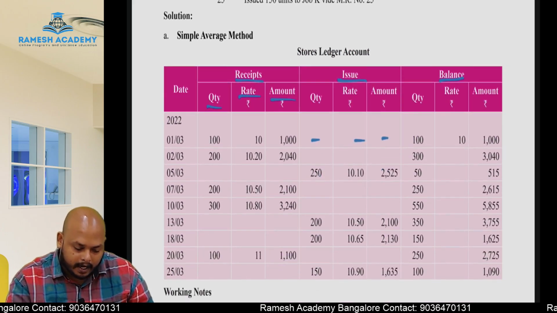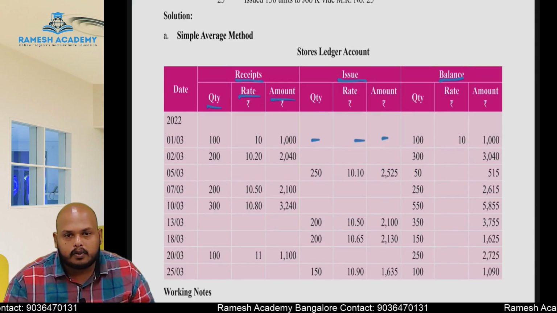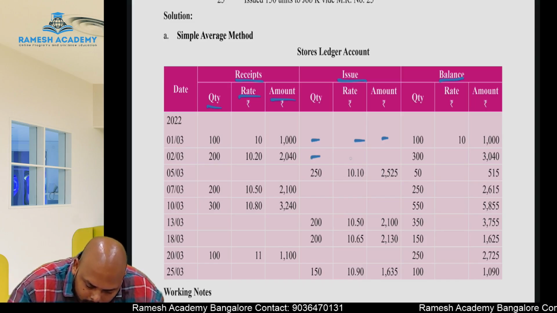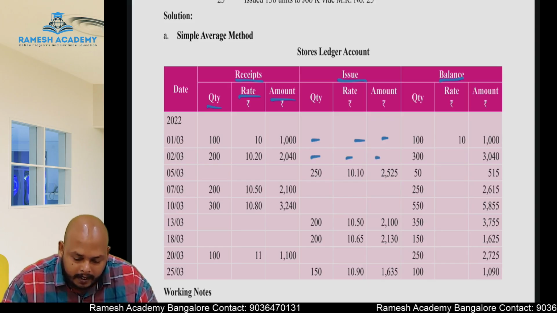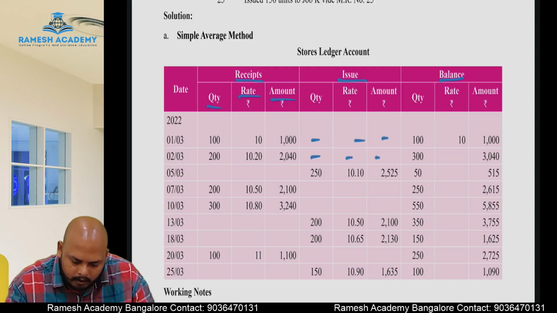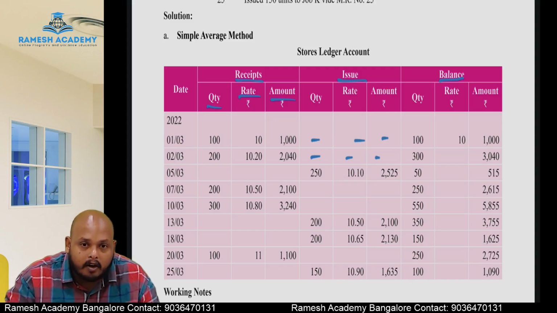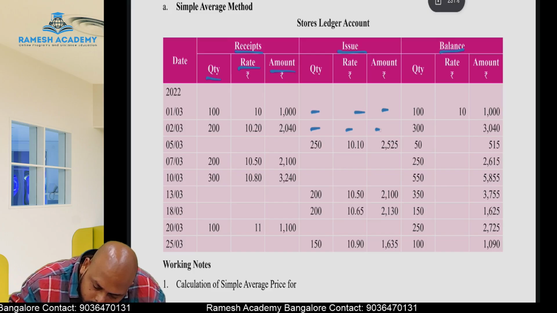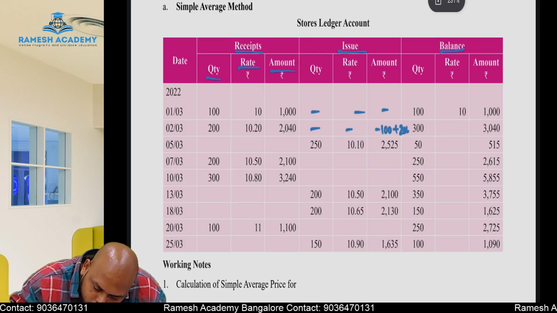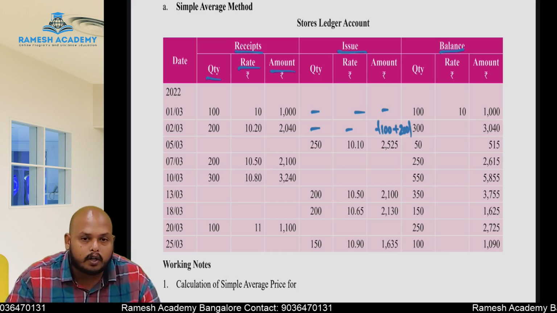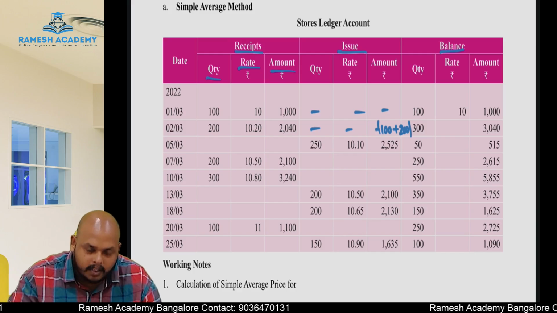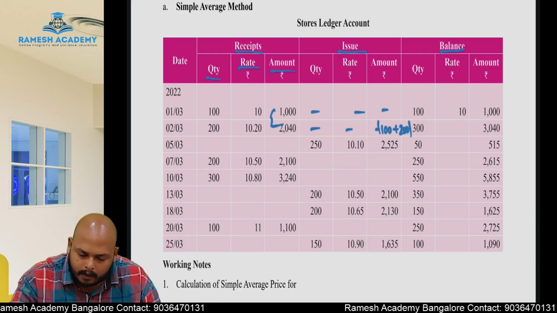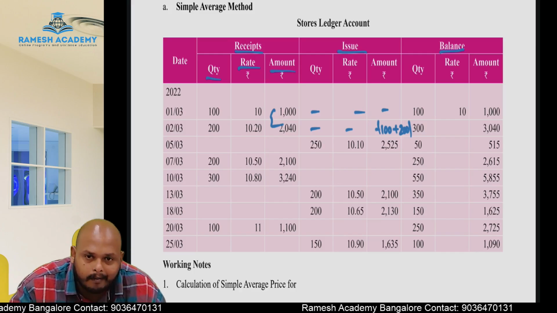Next, Nana. Purchased 200 units at the rate 10.20 each on 2nd March. So the date is 2nd March, we purchased 200 units. 200 into 10.20 is nothing but how much? 2040. Issue column again nil. We have to write in the balance column. Already existing is 100, plus 200 here, so total 300. Next, what is the value? 1000 plus 2040 is 3040. Rate column not required here.